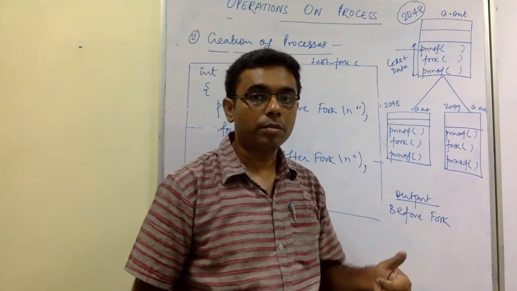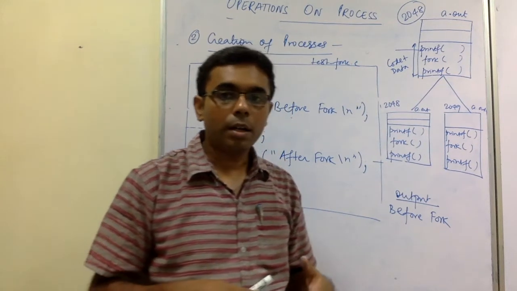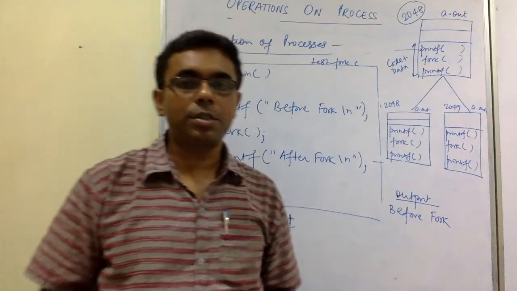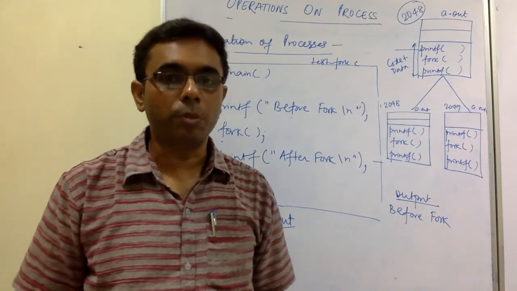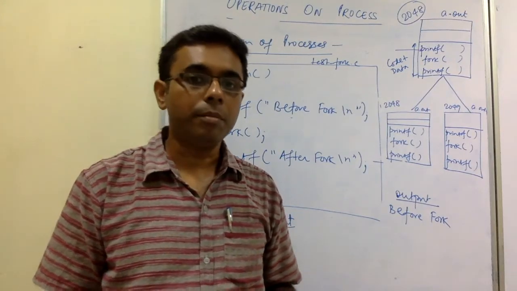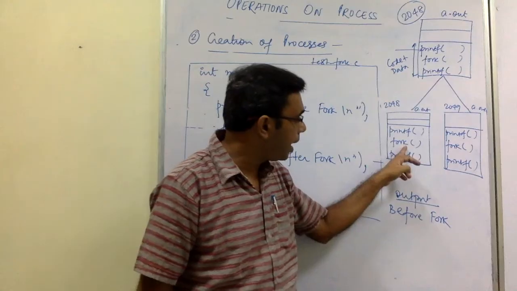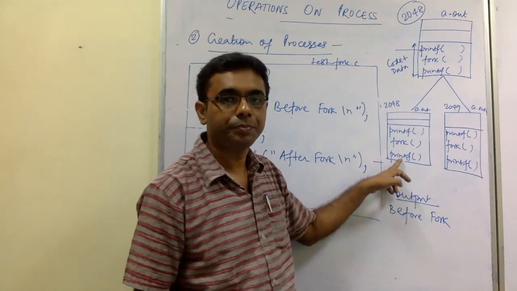So that's the first point. The second point to note is that when both of them start execution, that is, when a child has been created and now parent and child both can execute, the execution will start in both of them from the line following the fork.